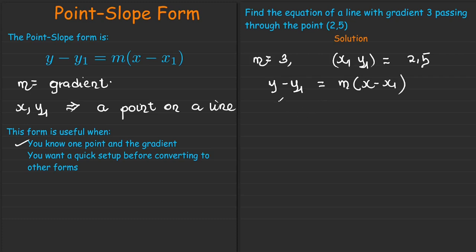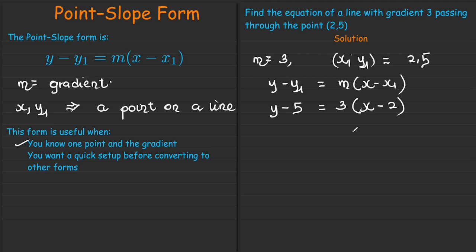So substituting, you always take note that your y and the x are variables. You don't substitute them. So we have y minus our y1. In this case, our y1 becomes what? The 5. So y minus 5 equals your m, which is your 3, then into bracket x, which in this case is still x minus x1. So your x1 is the 2. So minus 2.